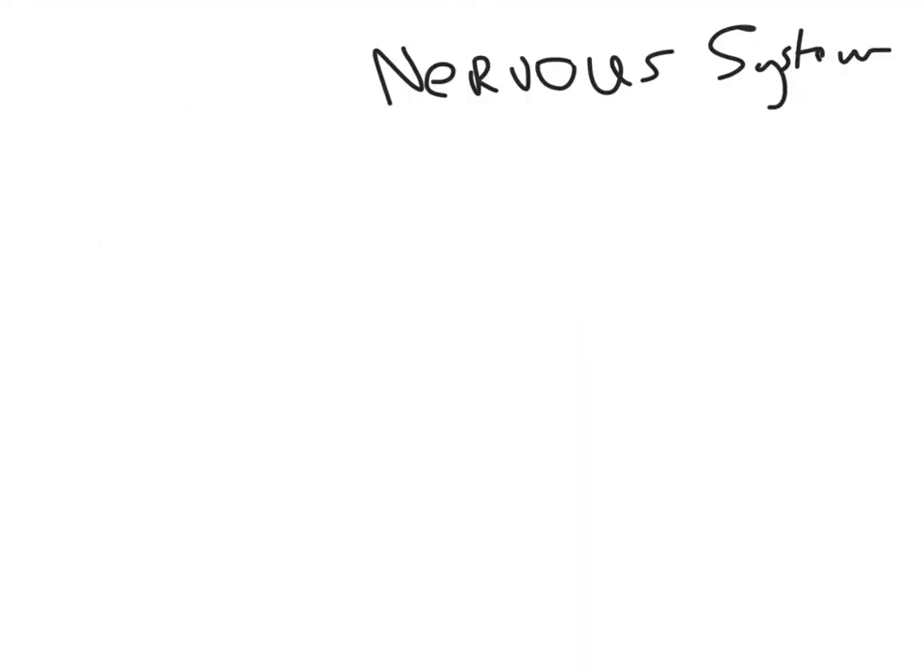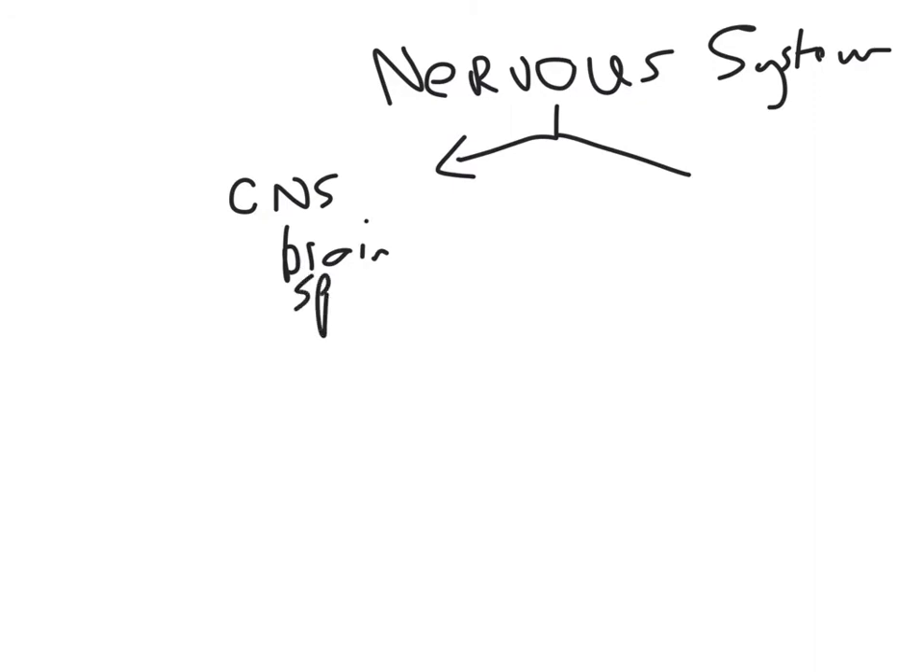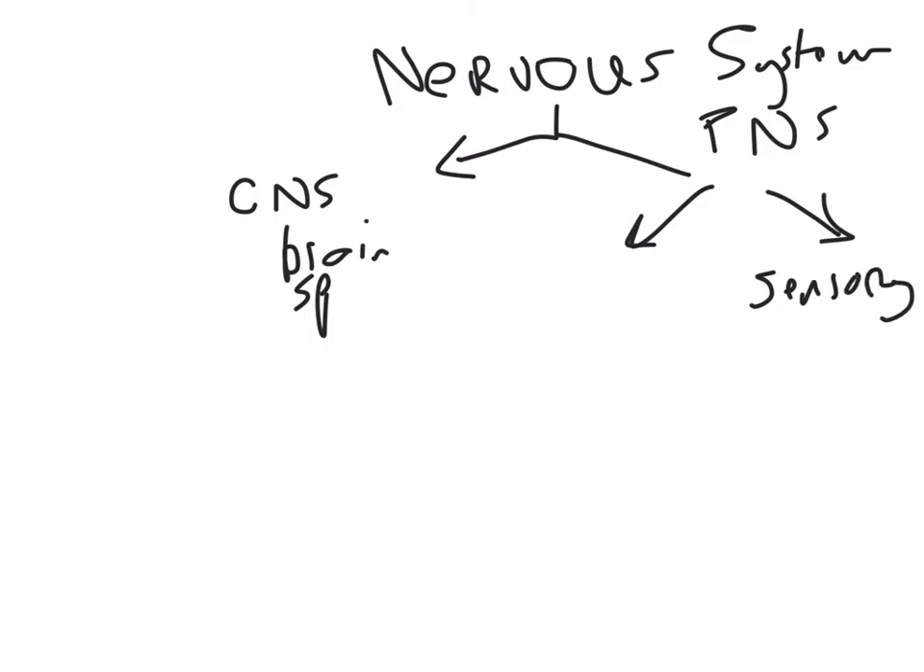So I'm going to fight with the stylus to try to show you what I'm talking about when I say a flowchart. So the nervous system is going to be divided into the central nervous system, which includes the brain and the spinal cord, and then you've got the peripheral nervous system, and that's going to be divided into the sensory side and the motor side.